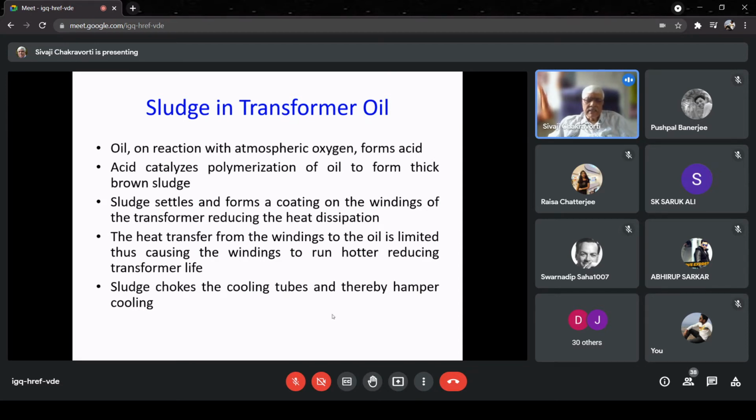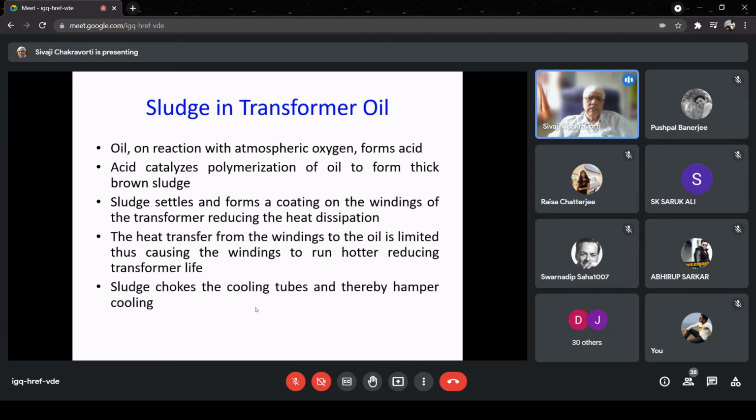Second, as the sludge settles at the bottom of the transformer, the bottom end of the transformer cooling tube gets choked because of the sludge. So oil circulation gets hampered, and cooling is further hampered. So there are two ways this sludge affects the transformer, and the net result is that the temperature goes up, and the so-called hotspot temperature, the points where the temperature is highest, goes up, and that's not good for the transformer.